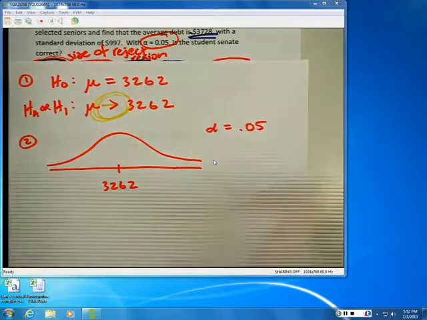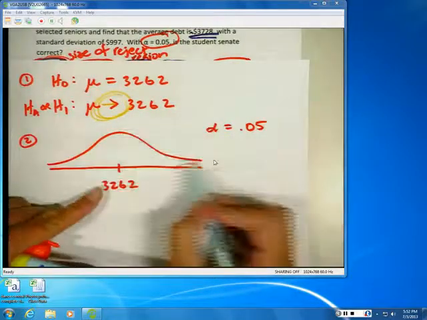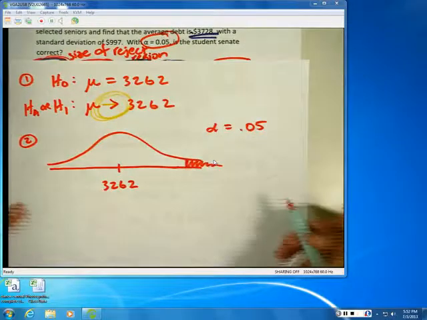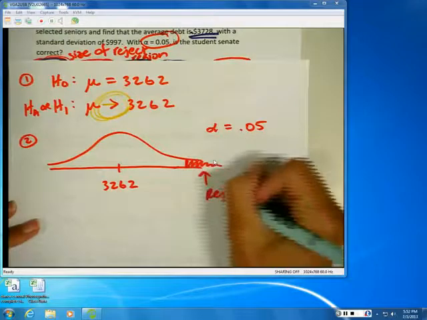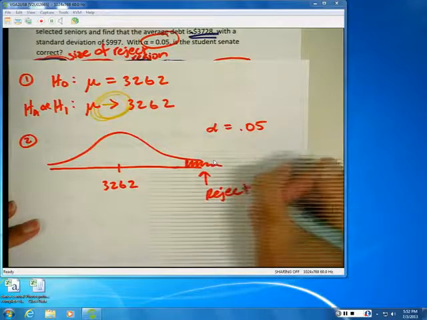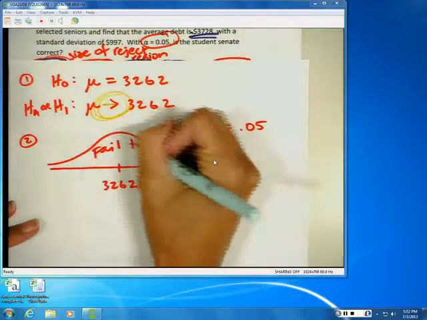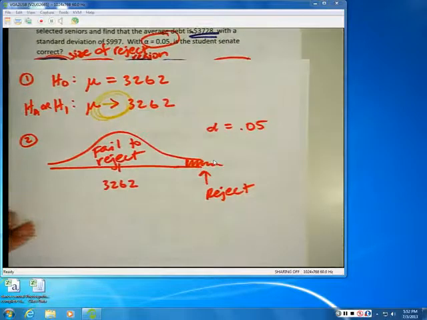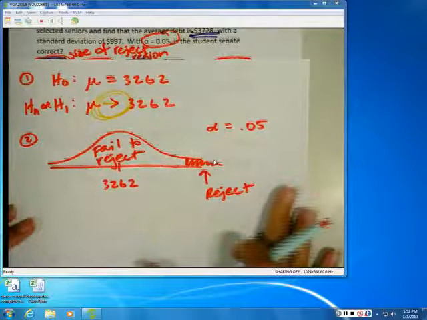So my rejection region is more than, so over here, and I shade in an area that could be 5%. So this is my rejection region. So reject, and then all of this is fail to reject. Let's go ahead and get our test value.